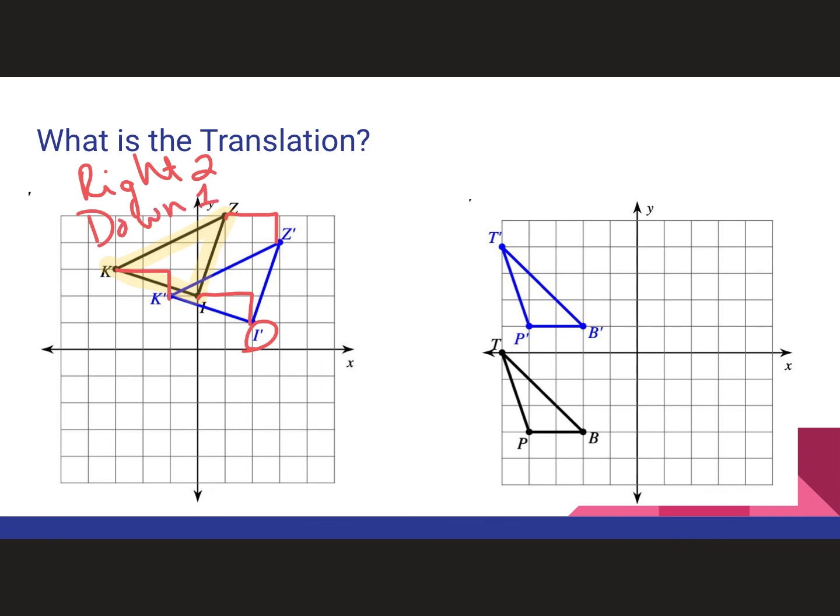We're going to do the same thing over here. First thing we're going to do is identify which images are original. In this case, it's going to be this black image. And I can tell because of that wonderful prime. So, if I look at how these moved, I can see that T moved up 1, 2, 3, 4, and that's it. P moved up 4, B moved up 4. So in this case, we just moved up 4 units. So identifying what the translation is, again, first identify which one is the original.